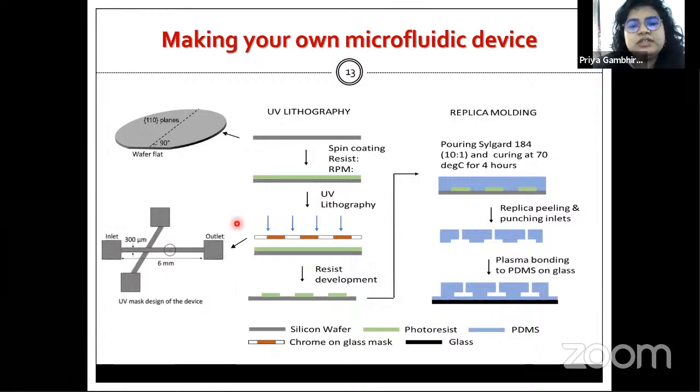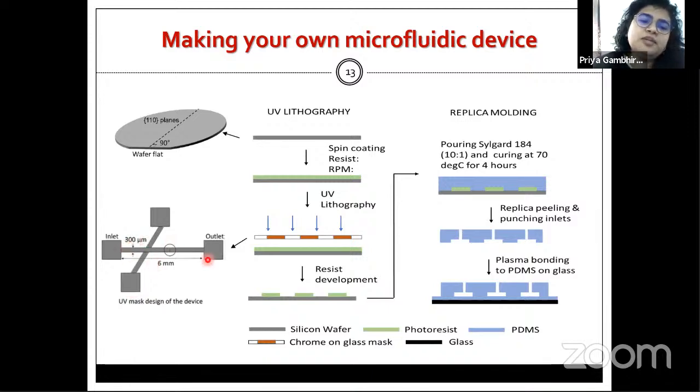The mask will have a design of the microchannel that we want to build. So this is the UV mask design of the device. This is made using any CAD software, computer-aided design software. Usually you need to have an inlet and outlet, and you need to have some side channels in case the channel gets blocked. You can flush out or send the waste and all that.